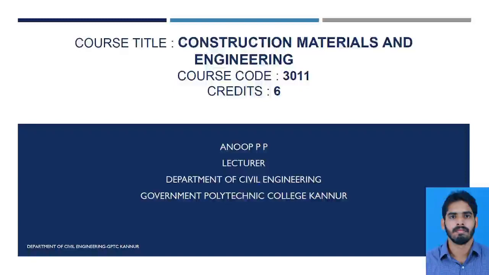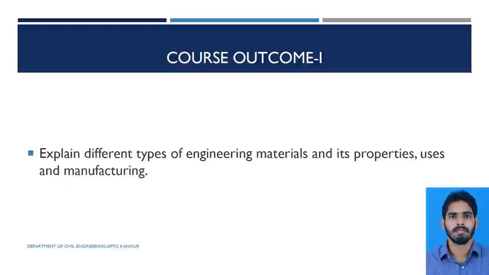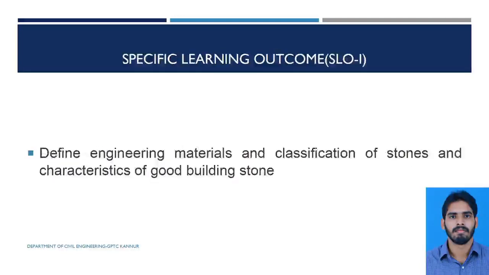Okay, so I'm going to the topic directly. The first outcome is to explain different types of engineering materials and their properties, uses and manufacturing. After watching this video, you'll be able to explain what engineering materials are and their properties, uses and manufacturing. That is the course outcome. There will be 6 or 7 outcomes, and after studying this course you will attain them. That's what a course outcome is. You need not worry about all those things.